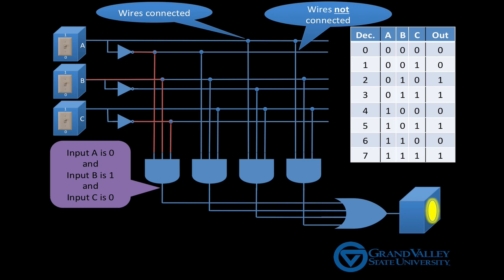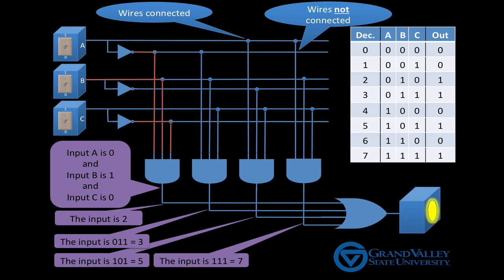Remember, in our truth table, we decided that the input 0, 1, 0 represented the integer 2. Thus, the output of the leftmost AND gate is effectively telling us whether the user entered 2 as input. Similarly, the other 3 AND gates tell us whether the input was 3, 5, or 7, respectively.